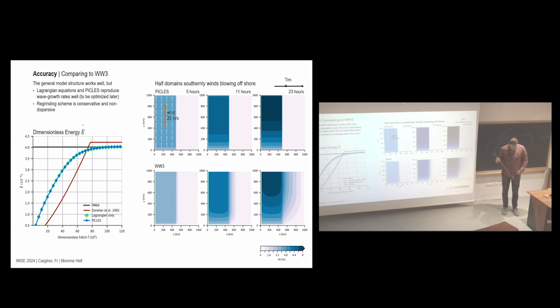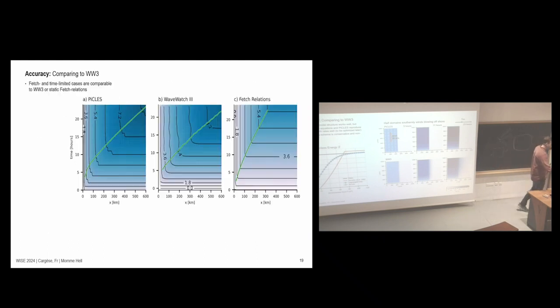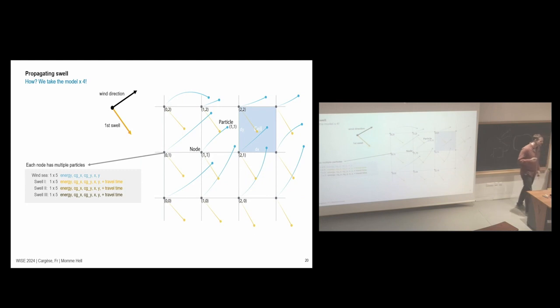But I show you this because I can control this very well, right? There's no numerical problem in the diffusion. The diffusion just comes to the amount I want to have it. I skip that. And then the question is, of course, what about swell?